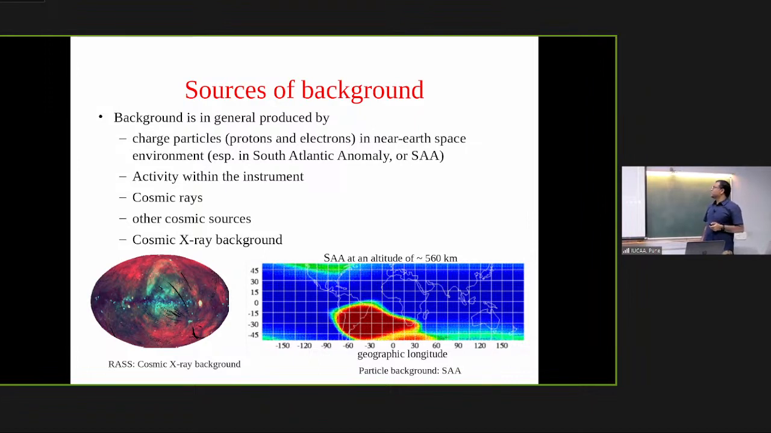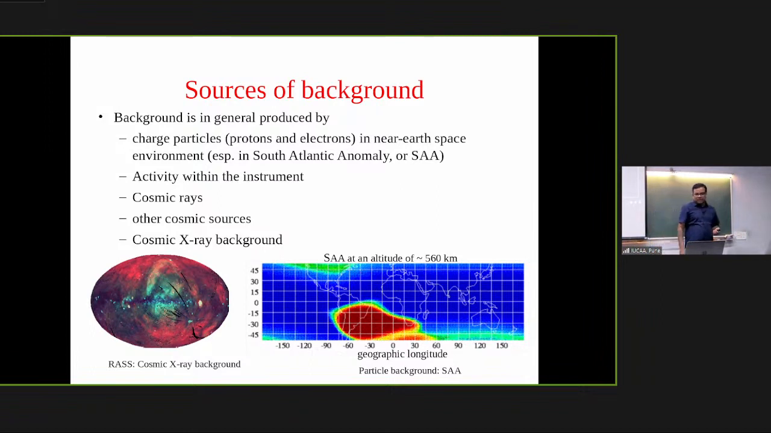This is cosmic X-rays. Whenever you are pointing your telescope to observe some source, like the Crab Nebula, in addition to the X-rays from the Crab Nebula, the cosmic X-ray background is also observed. That is one source of background, which people have measured, and given your field of view, the area, etc., you can predict how many photons this cosmic X-ray background will contribute to your observation.